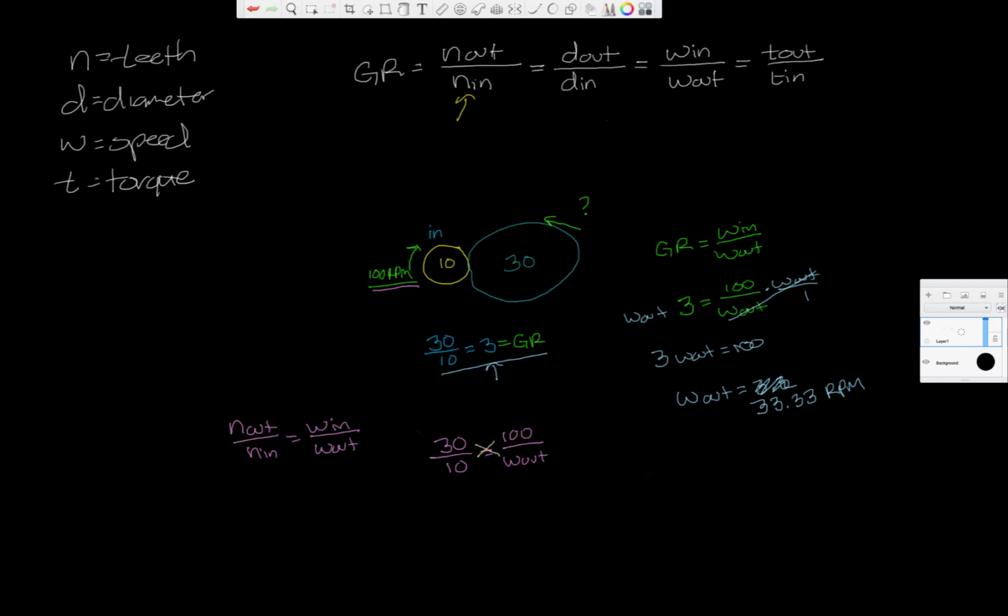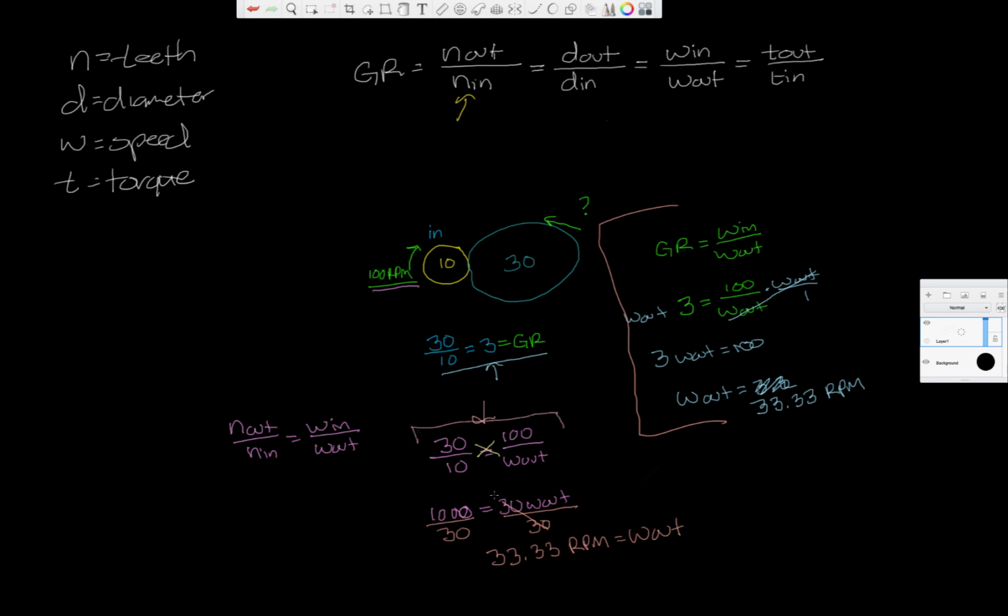So 100 times 10 is 1,000 equals 30 W out. Divide both sides by 30. And we're going to get 33.33 RPM equals W out. So it's all the same thing. It really doesn't matter which way you go. So either this process or this process right here. That works. No matter which way.